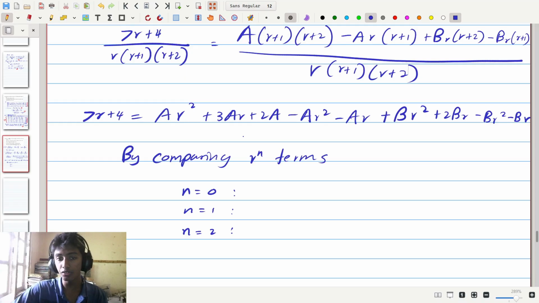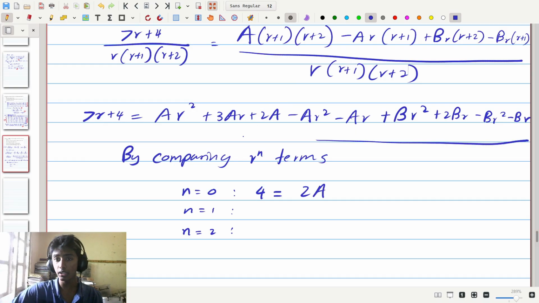So for n equals 0, that's going to be the constant terms. On the left hand side, we have 4, which should be equal to the sum of all the constant terms on the right hand side, which is going to be 2A, and that's it. There are no other constant terms on the right hand side. So 4 is equal to 2A, which immediately gives us that A is equal to 2. So we already solved A.